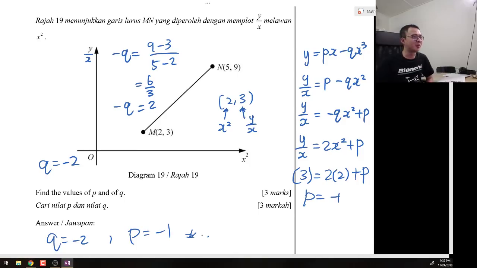But the gradient is positive, yeah. So you can see my gradient is positive. Q must be negative. If q is positive, then my gradient is no longer positive.